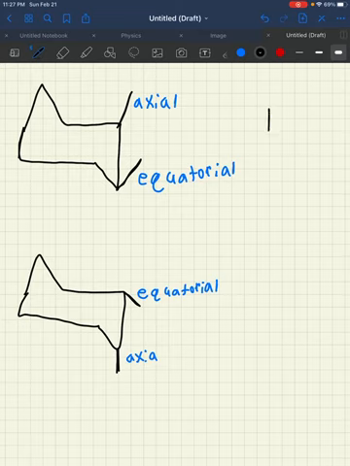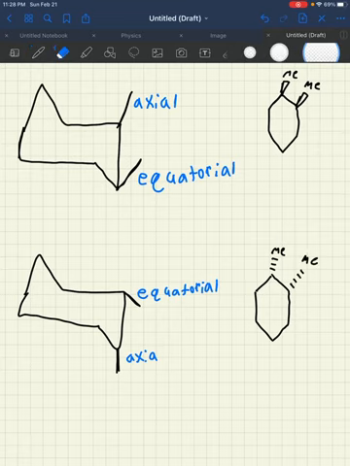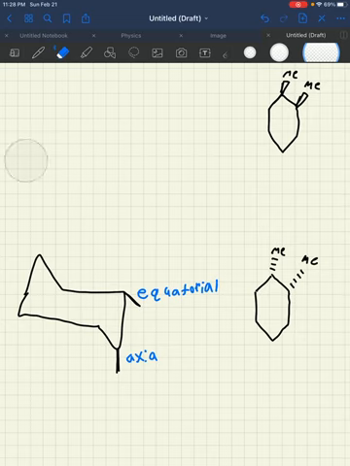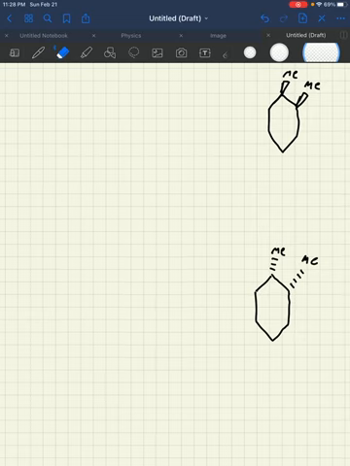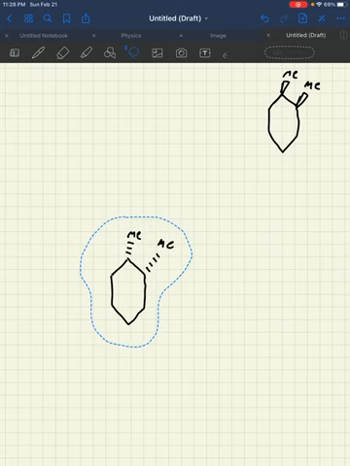So let's draw this one right here. Boom, boom, boom, boom, boom, boom. I have a methyl group up on 1, and I have a methyl group up on 2. And I have a methyl group down on 1 and a methyl group down on 2. Well, let's take a look at this. Are these identical? Well, we already went over one of these problems in the beginning of the video.